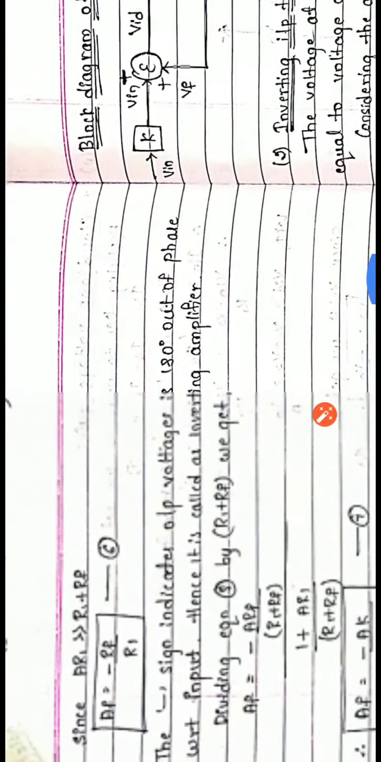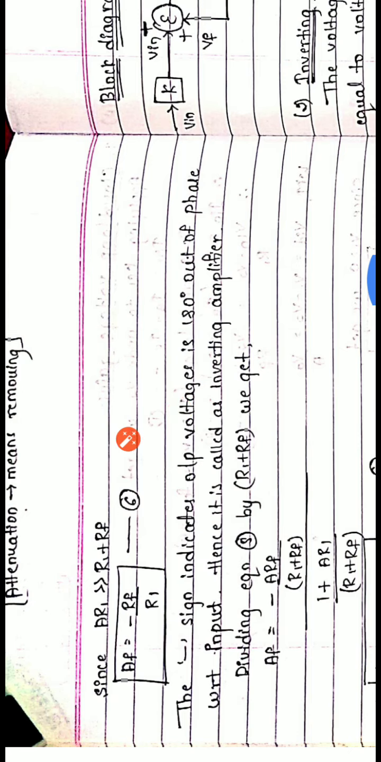Here it is shown, since A into R1 is much greater than R1 plus RF, these two A get cancelled and we get RF by R1. Another important point is the negative sign, which indicates that there is a 180-degree phase shift between the input and output voltage.